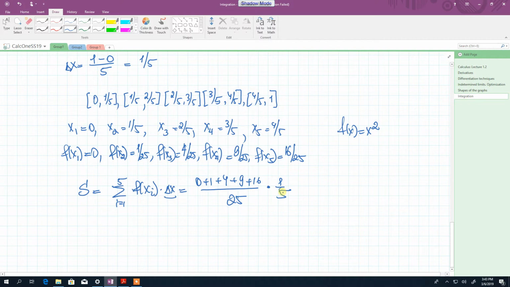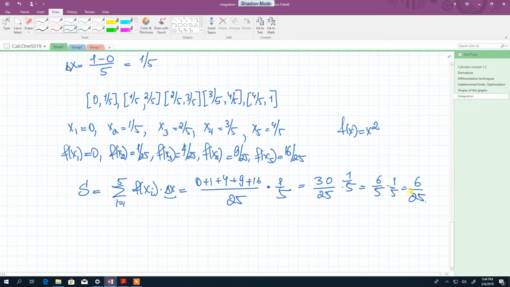Right? So the answer will be equal to 30 over 25 multiplied by 1 over 5. This is 6 over 5 multiplied by 1 over 5. This is 6 over 25. Okay?